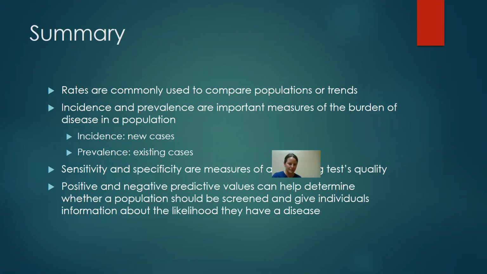When we think about screening tests, so trying to identify people who have disease and get them into treatment, we want to think about sensitivity and specificity as measures of the test itself. But then we also want to calculate positive and negative predictive values so we can decide whether or not it's actually going to be useful to implement a screening program in our particular community. So that's the end of this module.